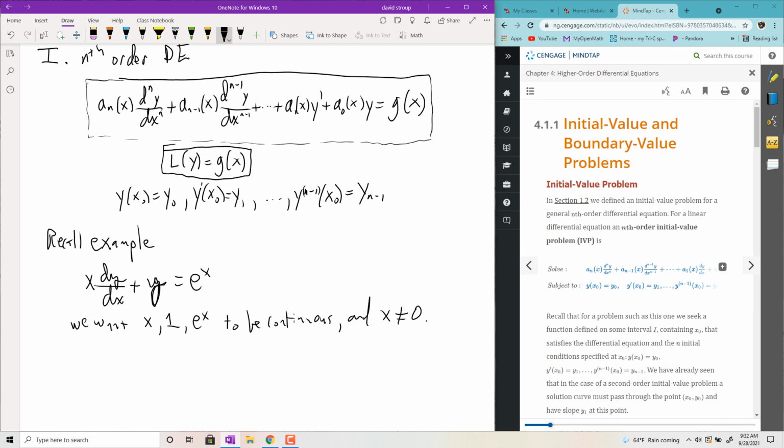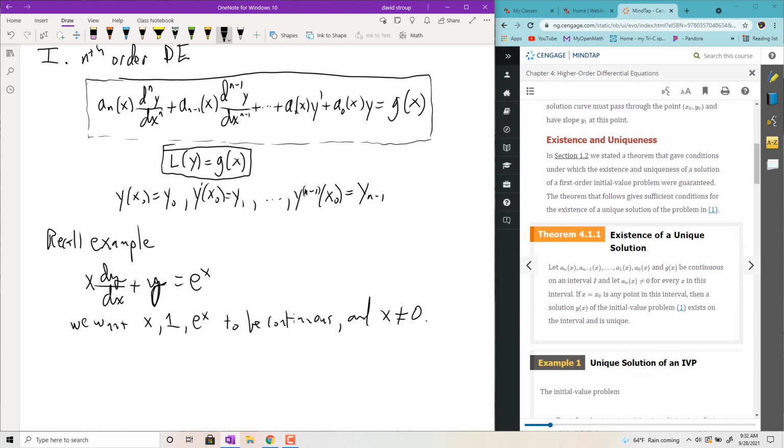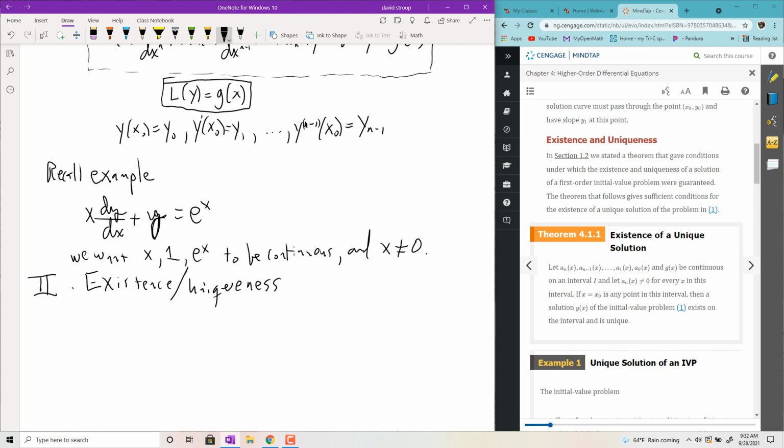Okay. So in general, you'll see that in the book as theorem 4.1.1, existence and uniqueness. And generally, we just assume this to be true. Don't make a big deal out of it. But here we go, theorem 4.1.1.